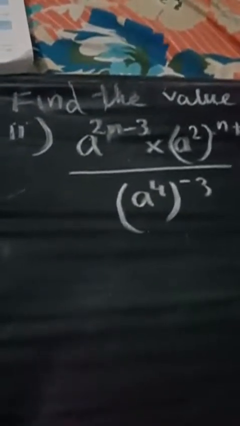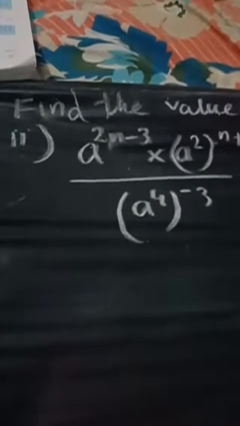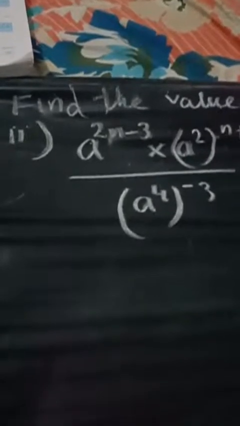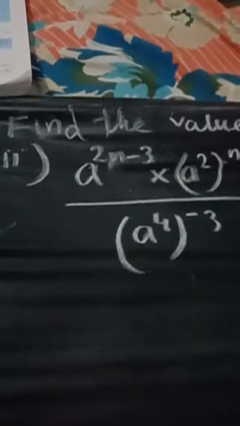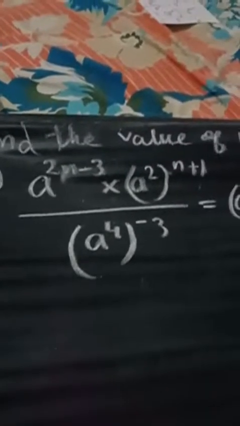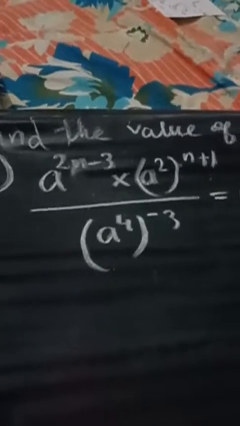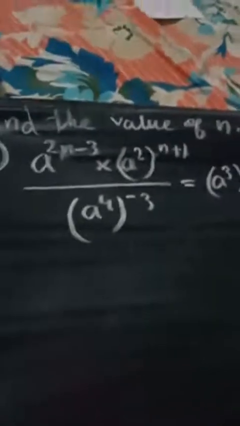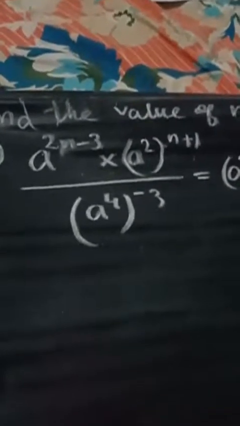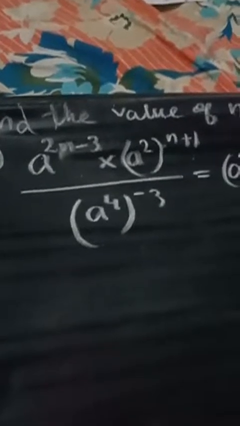Here we want to find the value of n. How to find the value of n? See, (a^(2n−3) × (a²)^(n+1)) / (a⁴)^(−3) is on the LHS, and on the RHS we have (a³)³ / (a⁶)^(−3). First we compare LHS and RHS, then we will get the answer, that means the value of n.